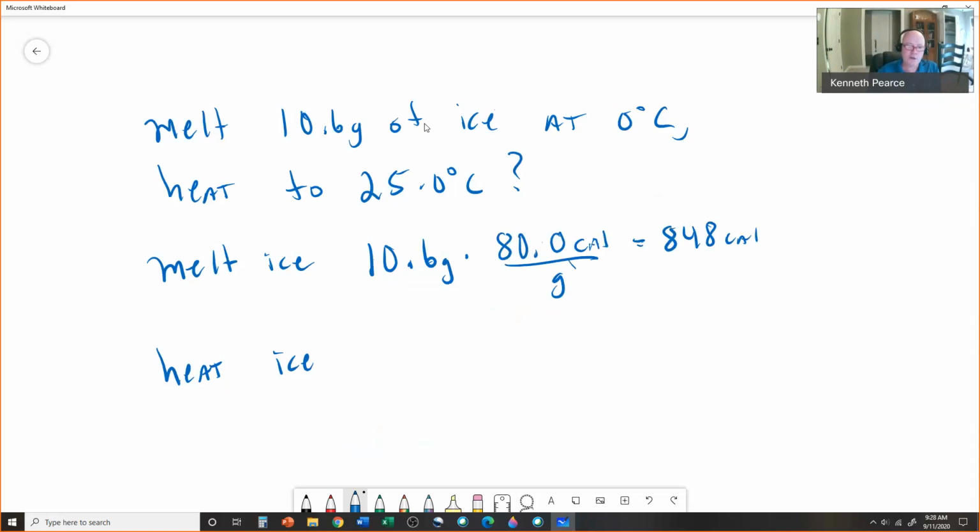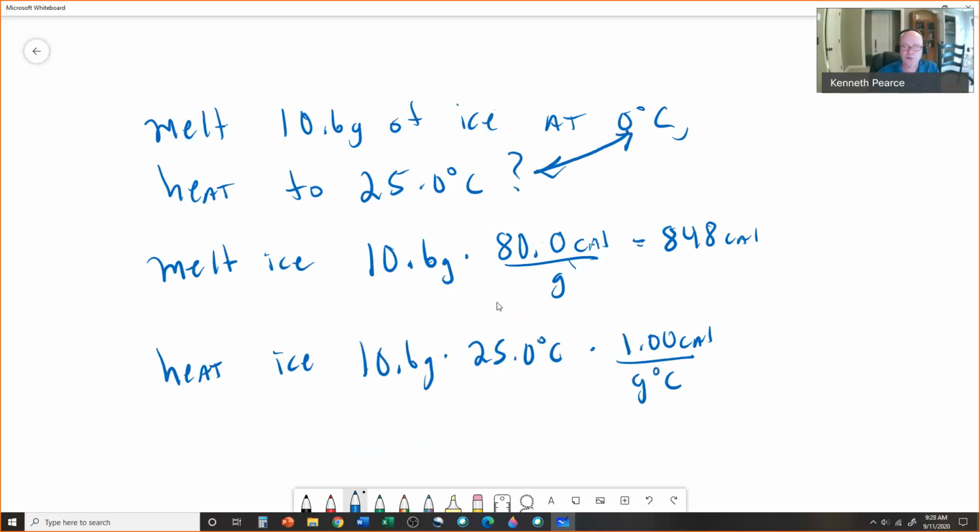And now we have to heat the water. Well, we're going from 0 to 25, so that is a 25-degree change in temperature. And so it's still 10.6 grams, except now we multiply times the change in temperature, which was 25.0 degrees Celsius, because we went from 0 to 25 degrees Celsius. And then we have to multiply times the specific heat of water, which is 1.00 calories per gram per degree Celsius. And then we put that in our calculator, 10.6 times 1.00 times 25, and I get 265 calories.